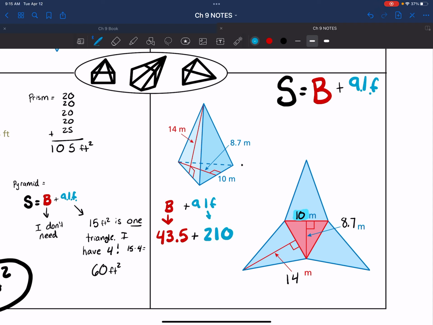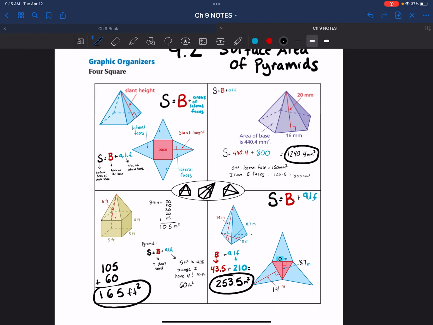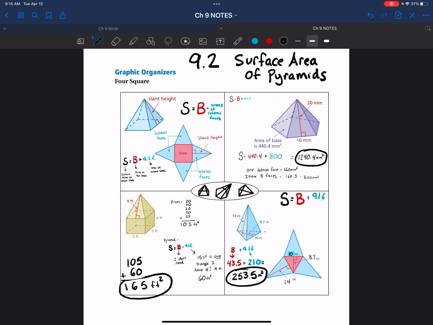Now all I have to do is add it up. 210 plus 43.5 equals 253.5 meters squared. And there you have it. Surface area of pyramids. Surface area equals area of the base plus area of the lateral faces.